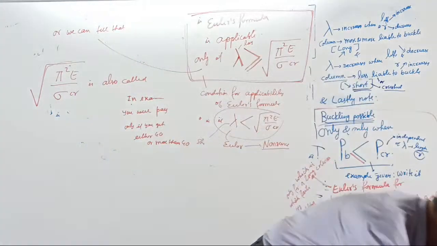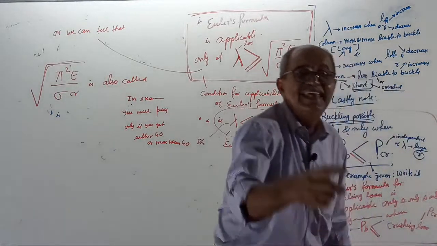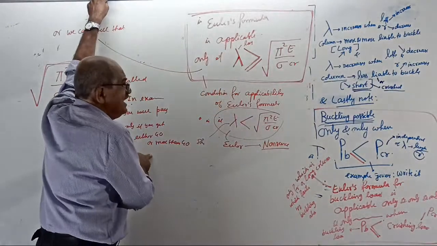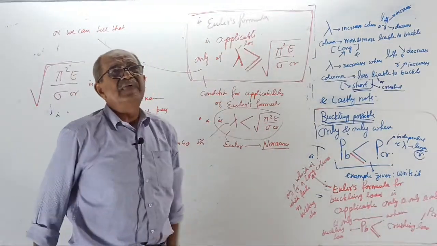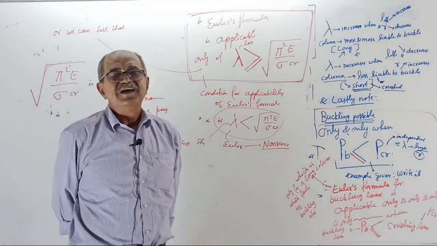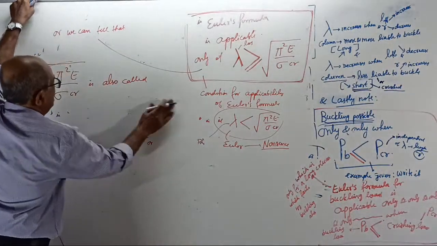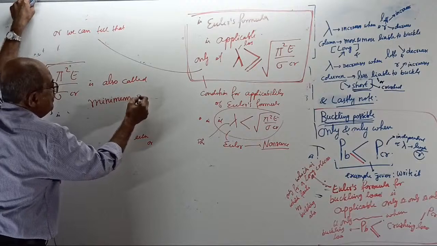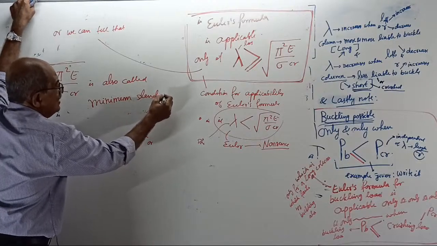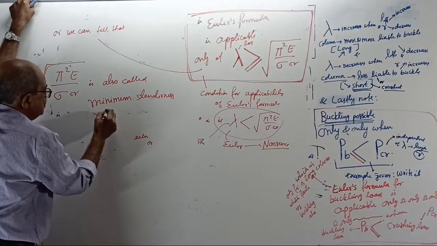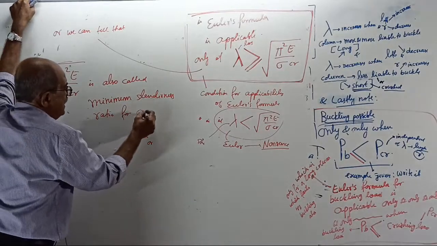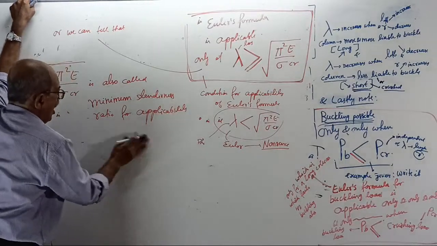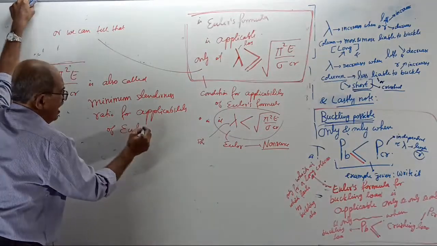Now you will tell. Don't worry. Answer came. See, answer came. Why? Because practical example. What is that 40 called? All students will tell, sir, that is the minimum for passing. Yes, same way, this is called minimum slenderness ratio for applicability of Euler's formula.